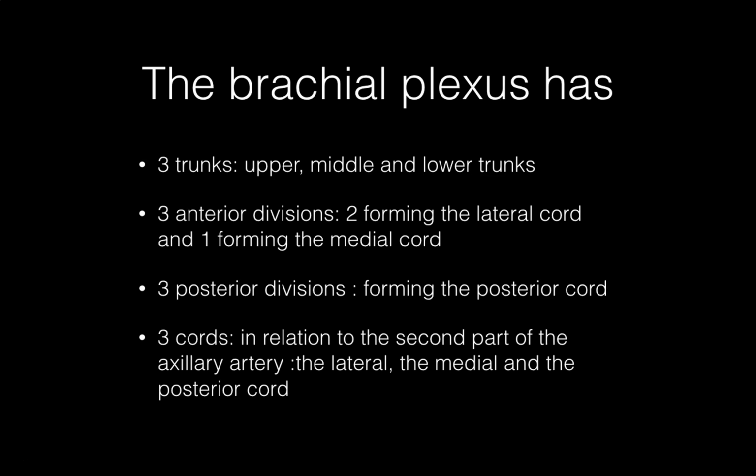We start with the classic anatomy, and as you all know, the brachial plexus is formed from the 5 roots: C5, C6, C7, C8, and T1. It has 3 trunks, upper, middle, and lower, and 3 anterior divisions, 2 forming the lateral cord and 1 forming the medial cord, and 3 posterior divisions forming the posterior cord. The 3 cords are named medial, lateral, and posterior according to their relation to the second part of the axillary artery in the arm.